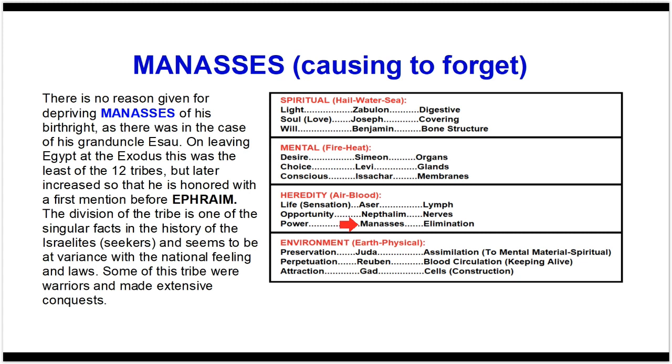There is no reason given for depriving Manasseh of his birthright, as there was in the case of his granduncle Esau. On leaving Egypt at the Exodus, this was the least of the 12 tribes, but later increased so that he is honored with the first mention before Ephraim. The division of the tribe is one of the singular facts in the history of the Israelites, seekers, and seems to be at variance with the national feeling and laws. Some of this tribe were warriors and made extensive conquests.